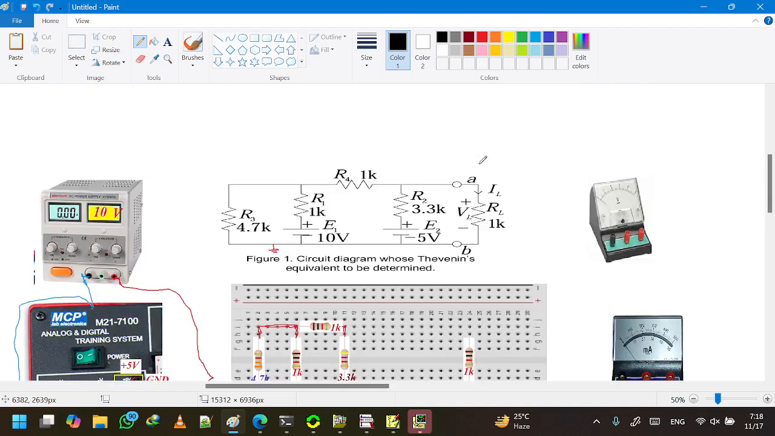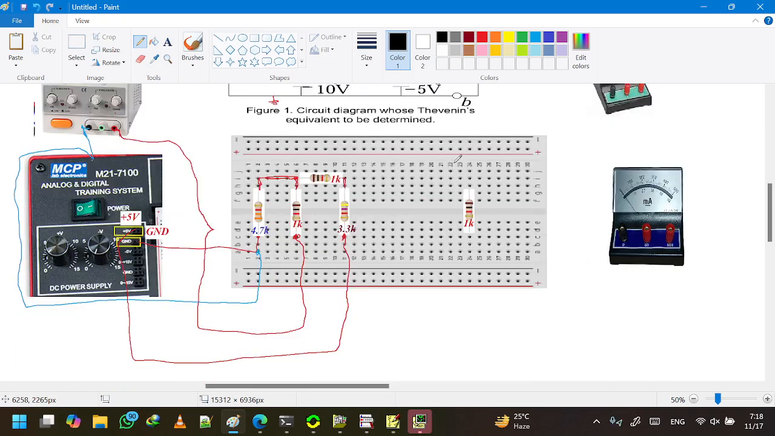But remember, we need to measure the current, so we will put the ammeter over here. This ammeter will read the current. Since the current is flowing in this direction, the left side of the ammeter should be the positive terminal and the right side should be the negative terminal in this fashion.